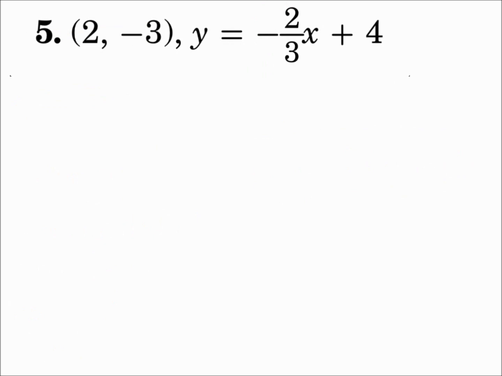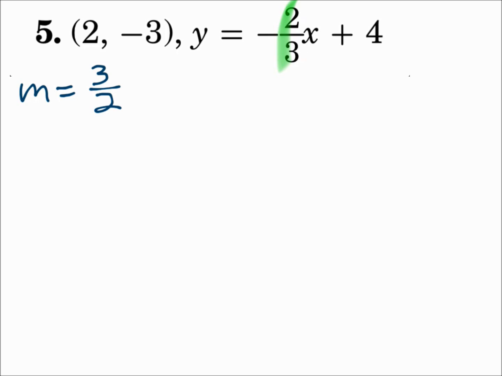Number 5. A line through the point (2, -3) that's perpendicular to the line y equals -2/3 x plus 4. Find the slope first. The slope of this line is -2/3. The slope of the perpendicular line is the negative reciprocal of that, which is 3/2. Remember, perpendicular lines have slopes that are negative reciprocals.